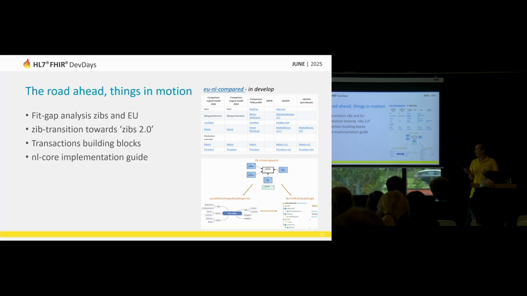Then also something going on with more transaction building blocks. So it's taking a zip and also defining some interactions with it, more like I think US Core also does, and that defines a couple of search parameters and queries that should be supported. And then we're also thinking about actually making an NL Core implementation guide, because we have quite some mappings that are pretty complicated, and you want to have some documentation on a page on how multiple profiles work together.